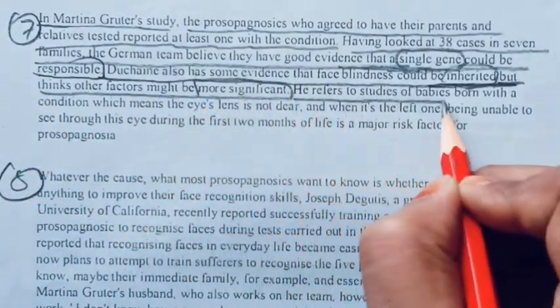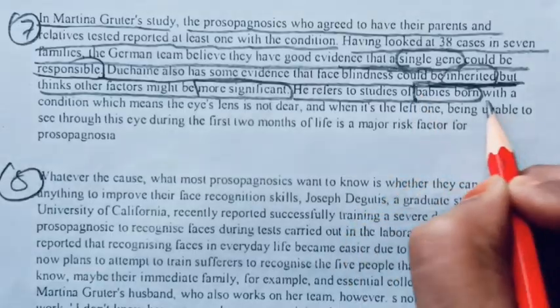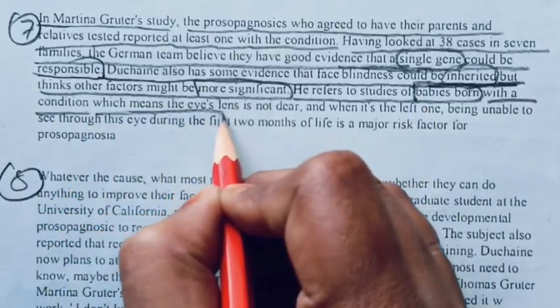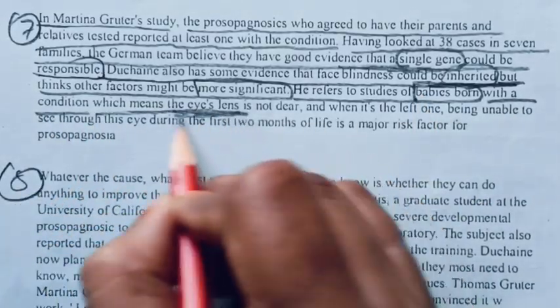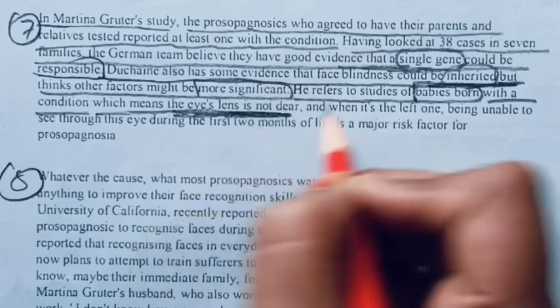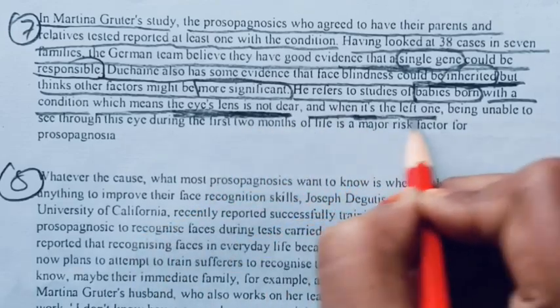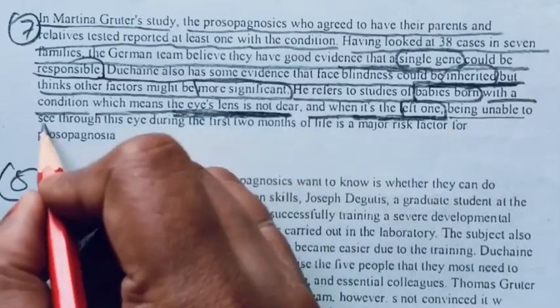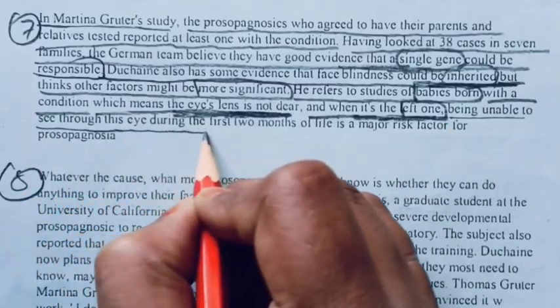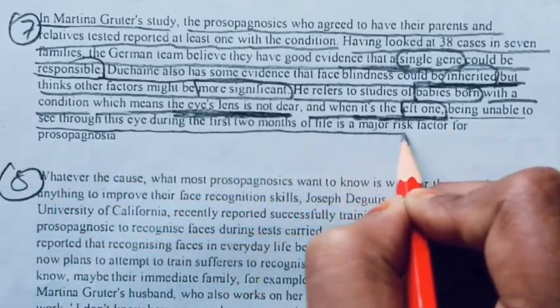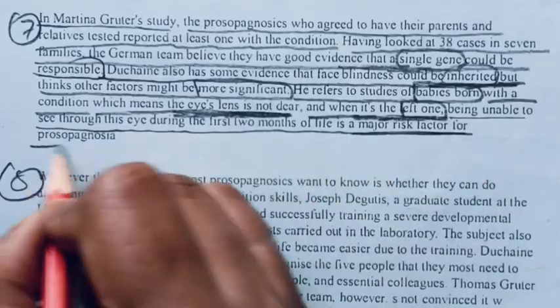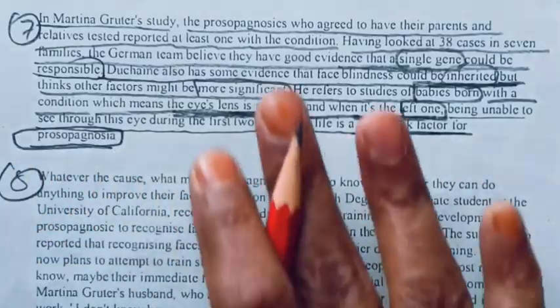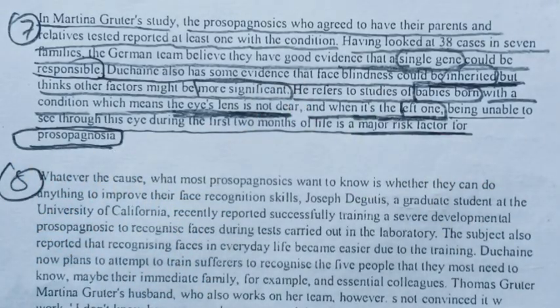He refers to studies of babies born with a condition which means the eye's lens is not clear, and when it's the left one, being unable to see through this eye during the first 2 months of life is a major risk factor for prosopagnostics. Okay, so we are getting so many things from this paragraph.